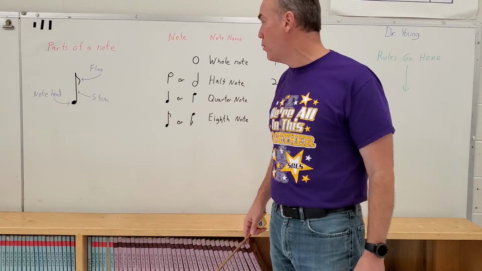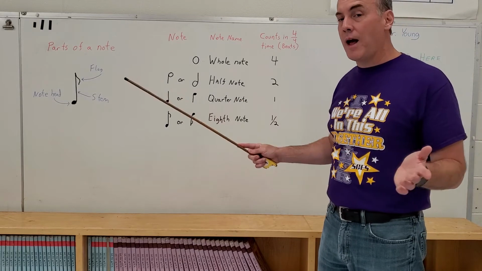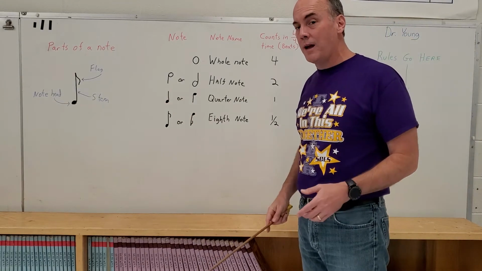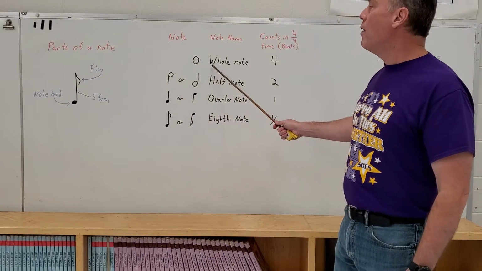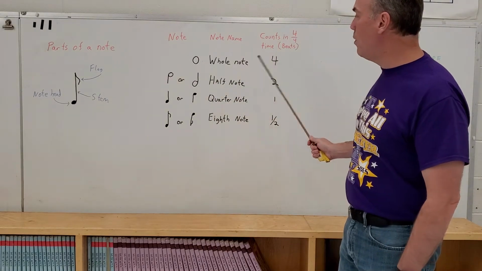That's why we call it 4/4 time. So when you see this note right here, you know that you only have to clap or play 1 time in that entire measure because it takes up the whole measure, and it's called a whole note. It means it gets 4 beats.